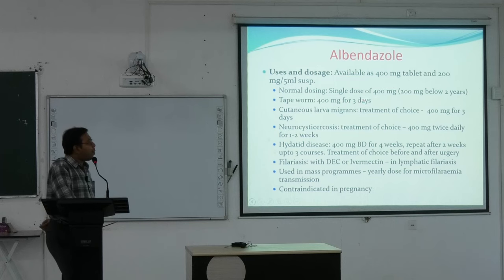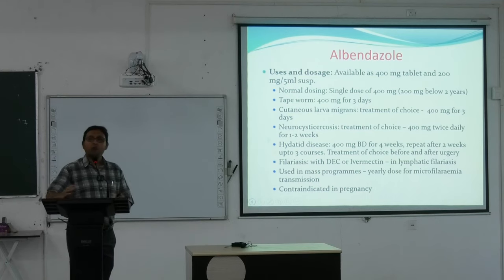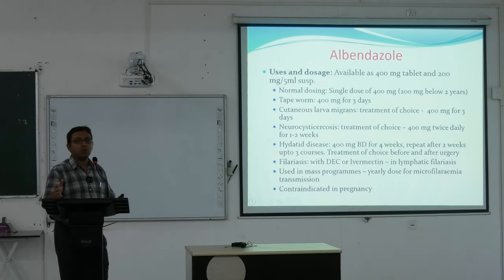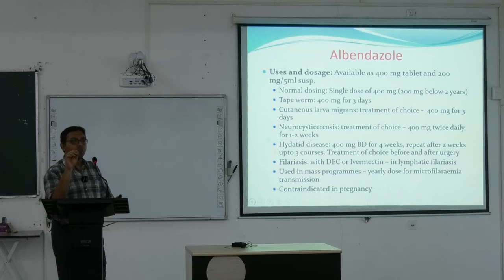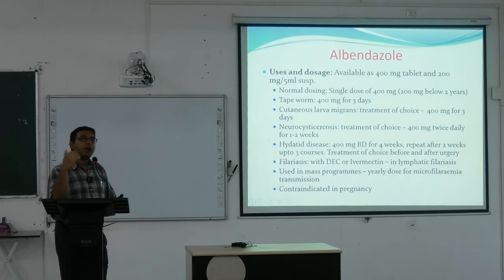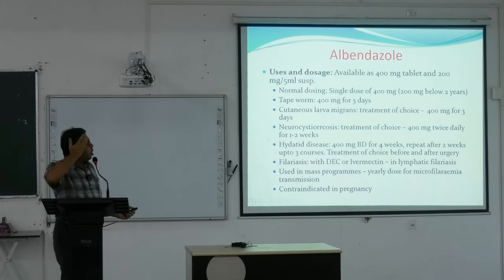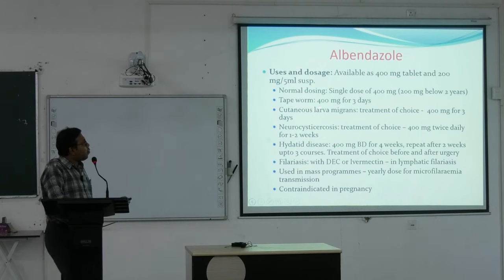Dosage: usually it is available as a 400 milligram tablet and syrup. In most cases, when there is pinworm infestation, which is quite common in school-aged children, a single dose is usually given, and it should be repeated after 2 weeks because the ova can mature after 2 weeks, the ova of this pinworm or roundworm. So single dose 400 milligram. For tapeworm, it is needed for a longer period, 3 days. Cutaneous larva migrans, again 400 milligram for 3 days.